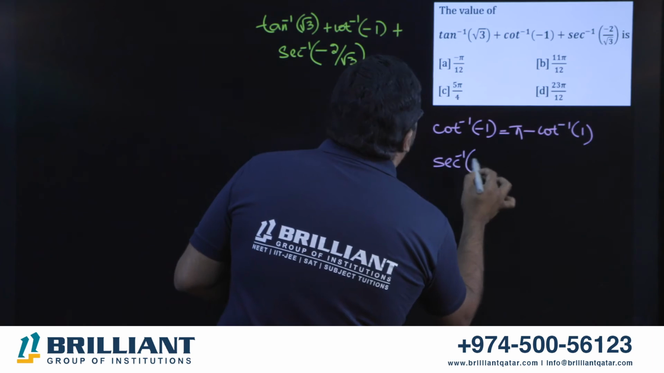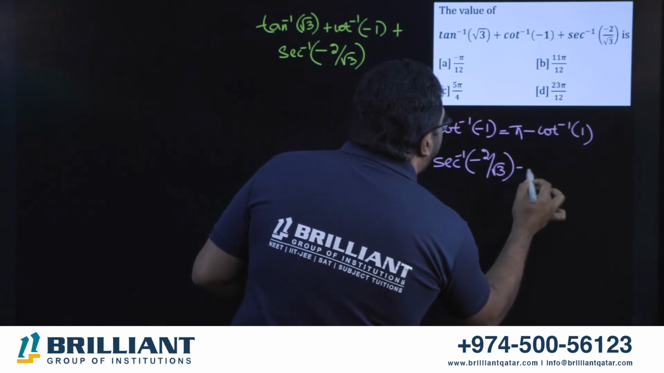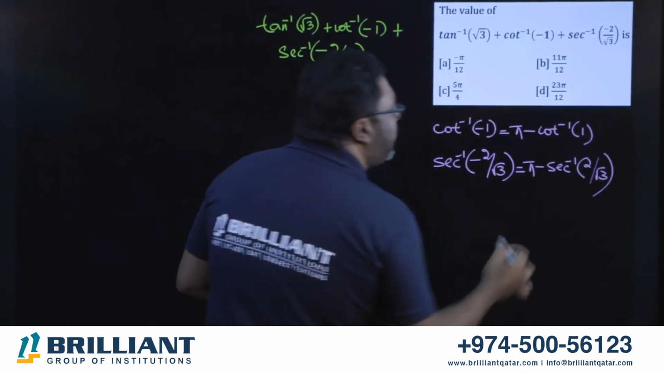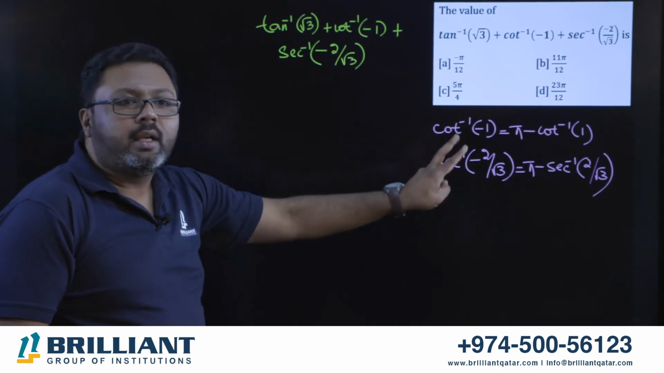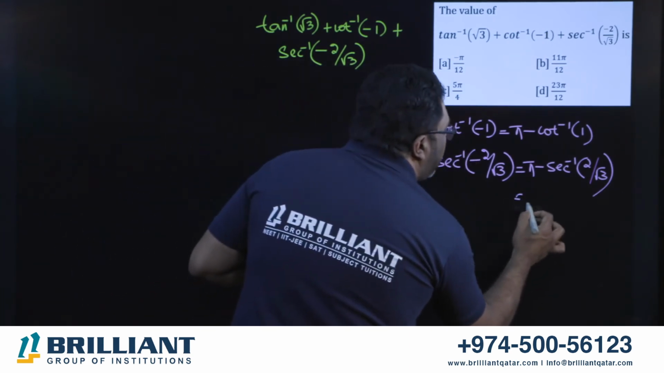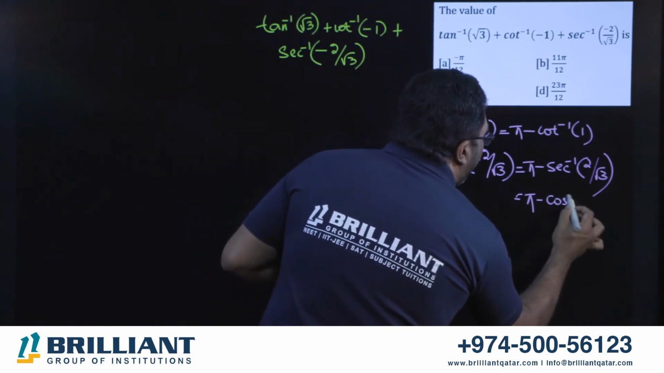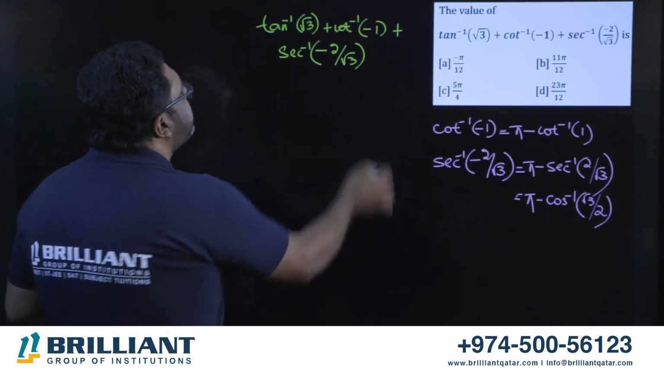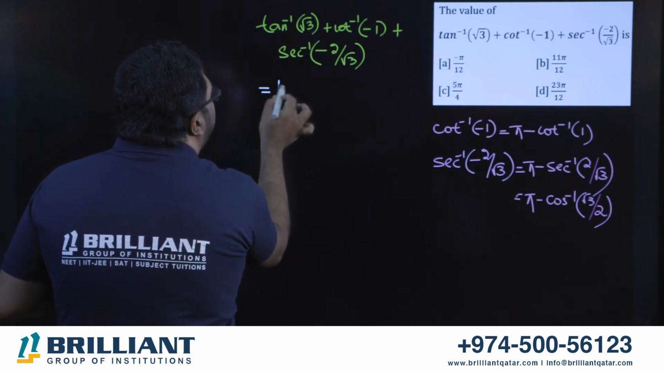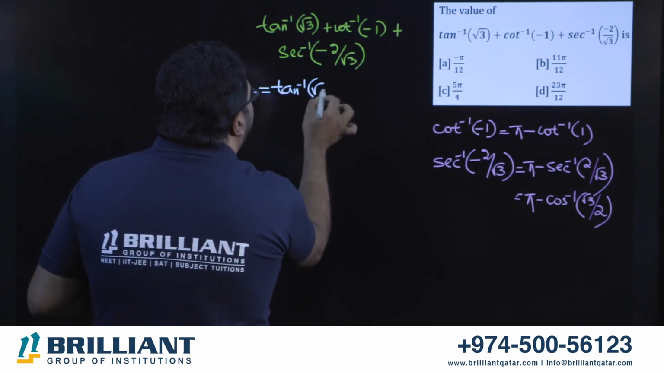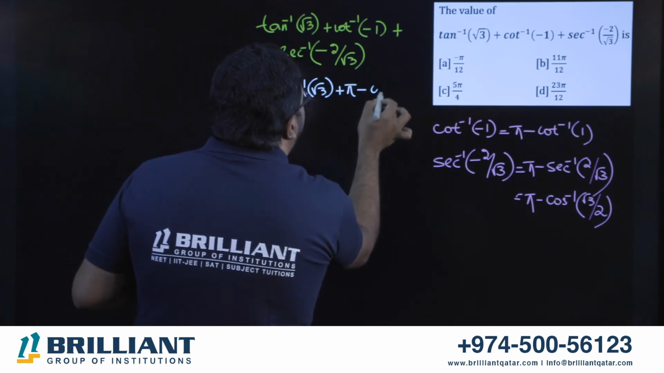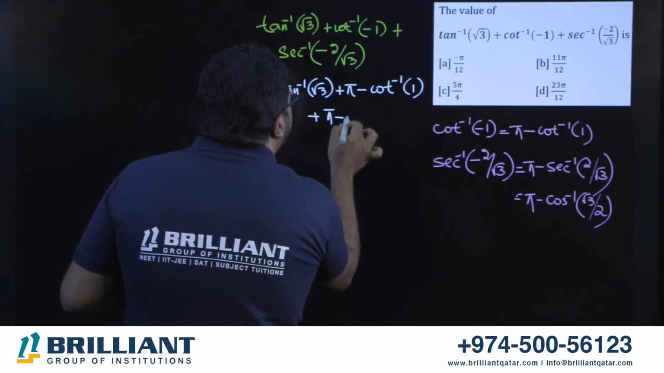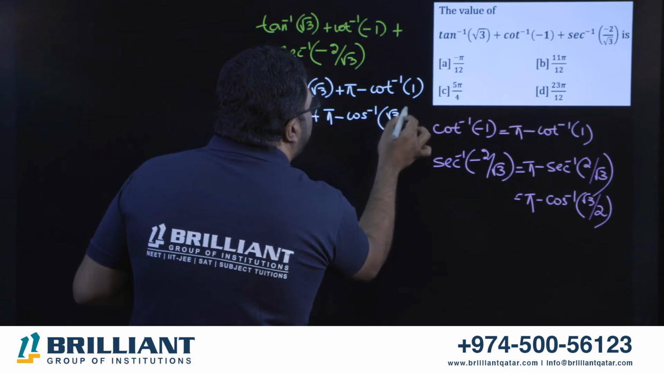Sec inverse of minus 2 by root 3 is again pi minus sec inverse of 2 by root 3. And that again can be made into a reciprocal form because we don't know the values of sec. We'll write it as cos inverse of root 3 by 2. Apply this in the expression. This is going to become tan inverse of root 3 plus pi minus cot inverse of 1 plus pi minus cos inverse of root 3 by 2.